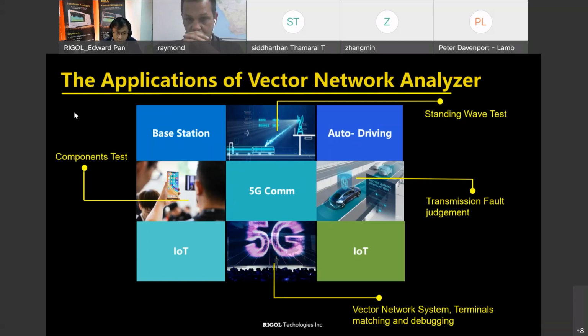So the component test will include the IoT, Internet of Things, or the base station like 5G or the wireless communication system. Any auto driving system, we need to do the transmission system or the receiver system test inside the automotive technologies.